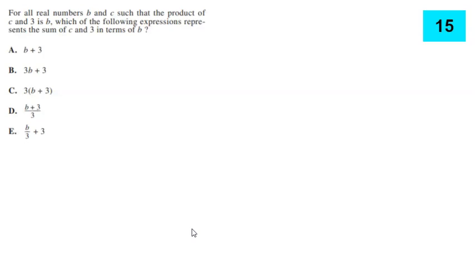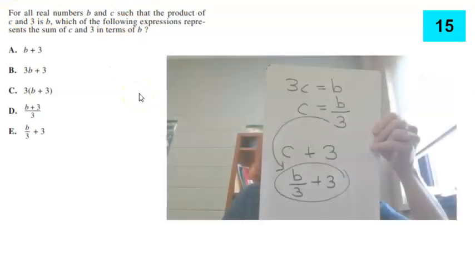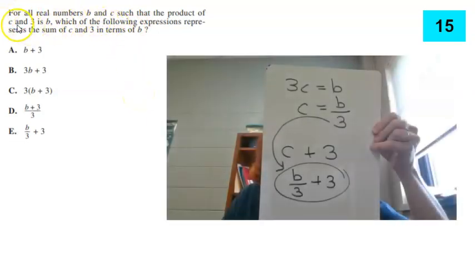For all the real numbers B and C such that the product of C and 3 is B, which of the following expressions represents the sum? So for this one, the easiest thing to do is just set it up. It says the product, which means multiply, of C and 3 is B. So I wrote this equation, 3C equals B. Solve the equation for C, and you know that C is the same as B over 3.